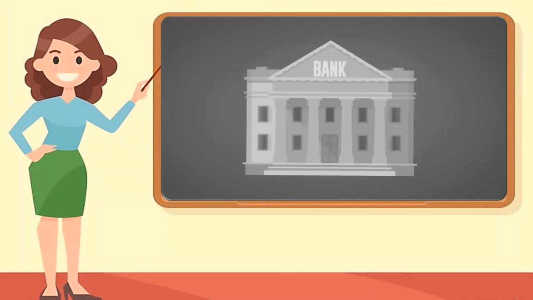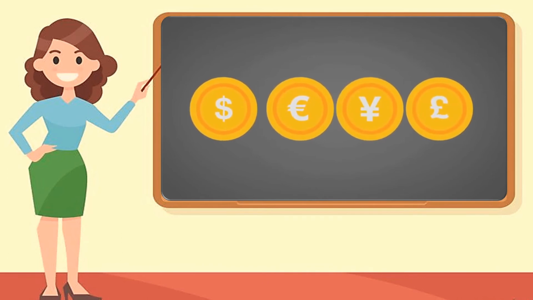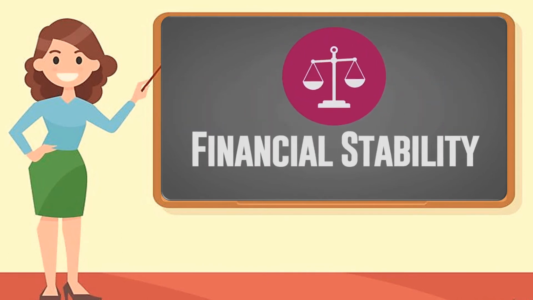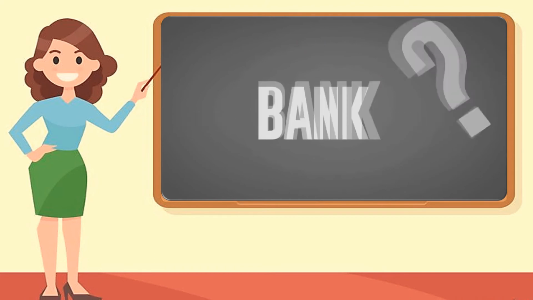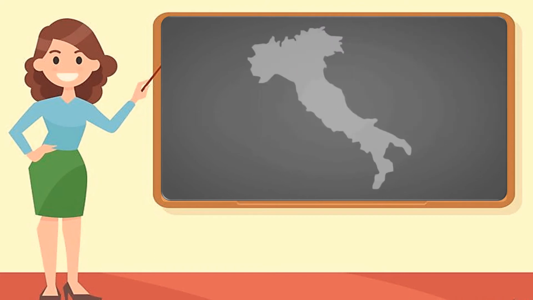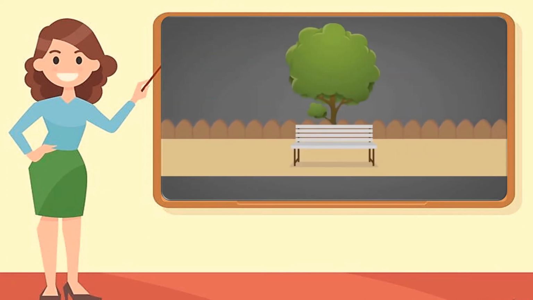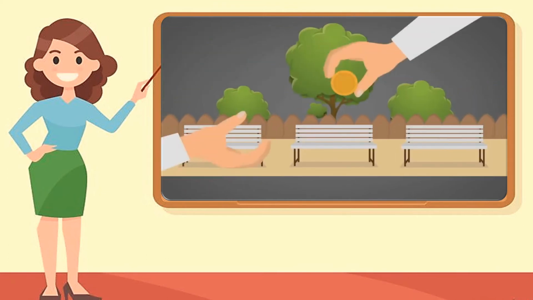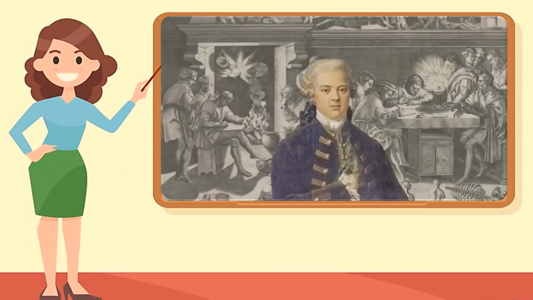Today, the banking industry is considered the backbone of the economy and has a major contribution to its growth. It's also the main driver for currency and financial stability. But how did the story of banking start? The term bank is derived from the old Italian word banca, meaning a bench. It referred to the public benches where money changers used to sit for exchanging coins or bills in the marketplace.